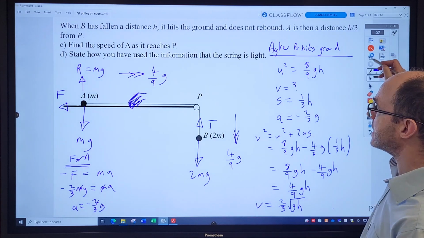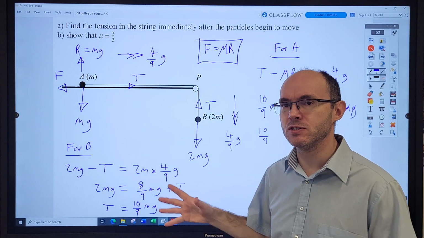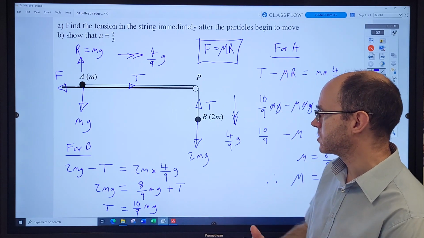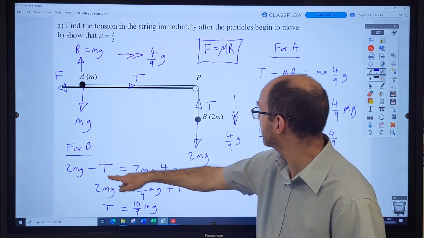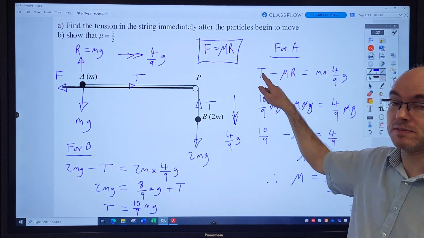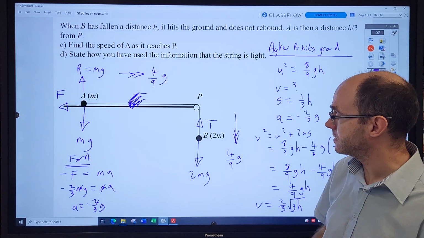When we use the fact the string is light, let's just go back to it. We're saying that the tensions are the same. And of course, when we assume that tensions are the same, we can set up an equation for B involving negative T and for A using positive T. So that's what you need to write down for that. State how you use light: tensions are the same.